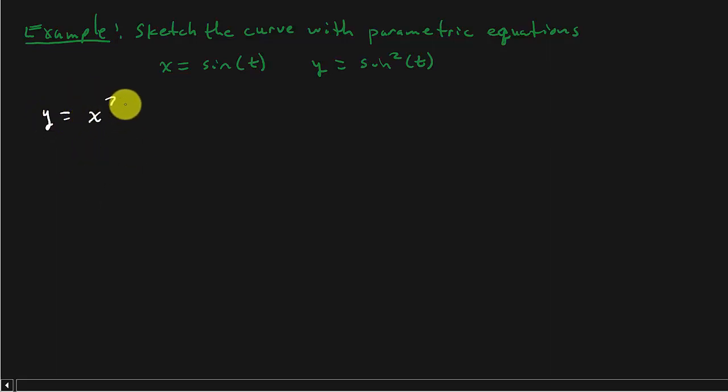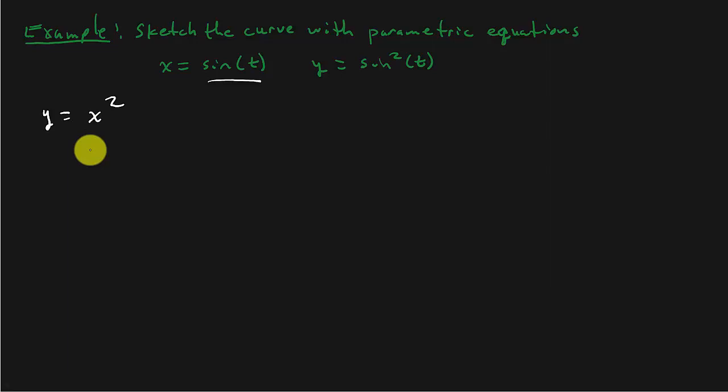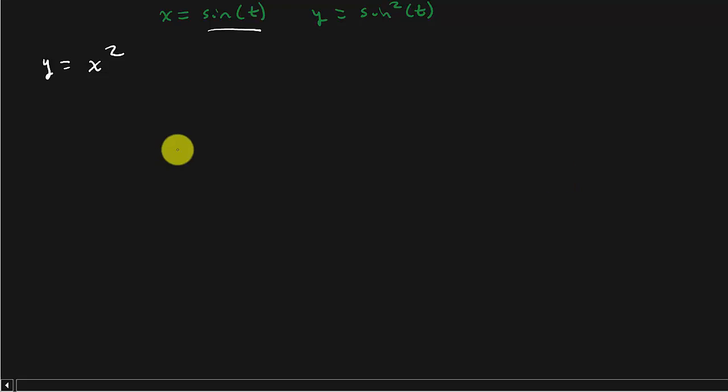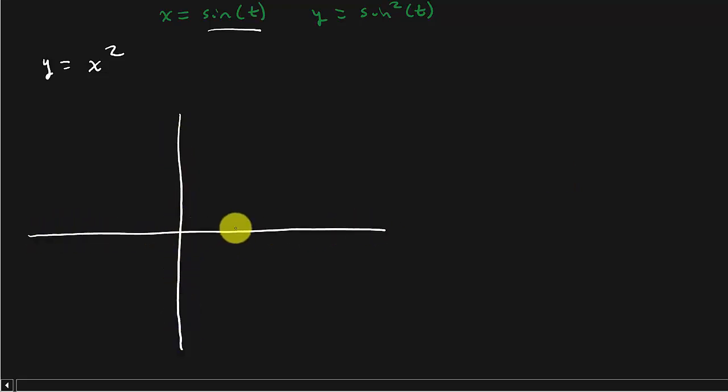Think about that for a second. Yeah, because it says sine t is equal to x, and if I replace sine with x, that would give me x squared. So I know it's a parabola, the very basic parabola x squared. Vertex is at 0, 0, and it opens upward, right? All right, so let's draw that graph. There's 1, 1, negative 1, negative 1. We know there's the vertex right there.